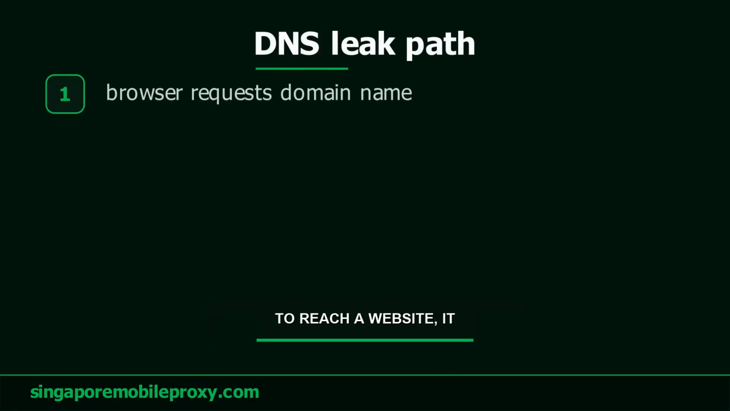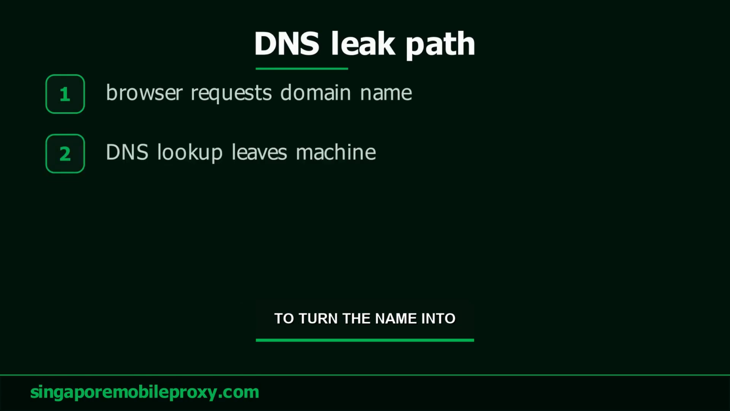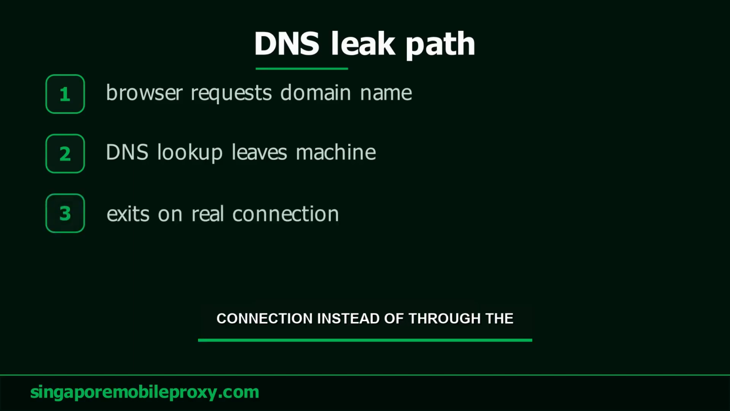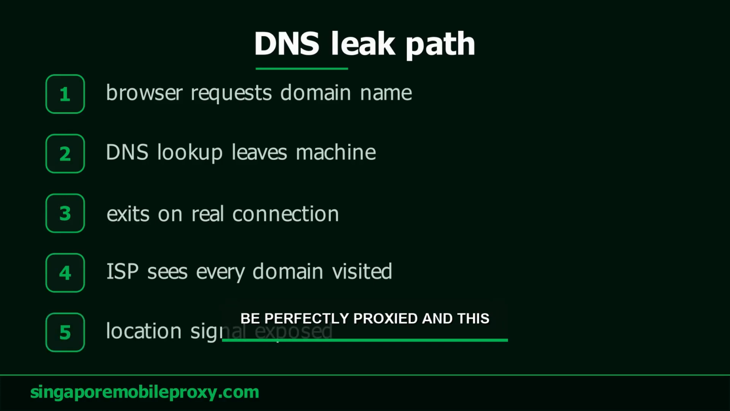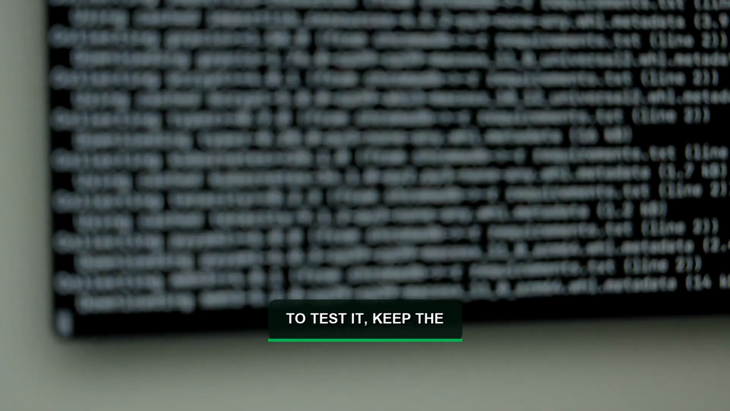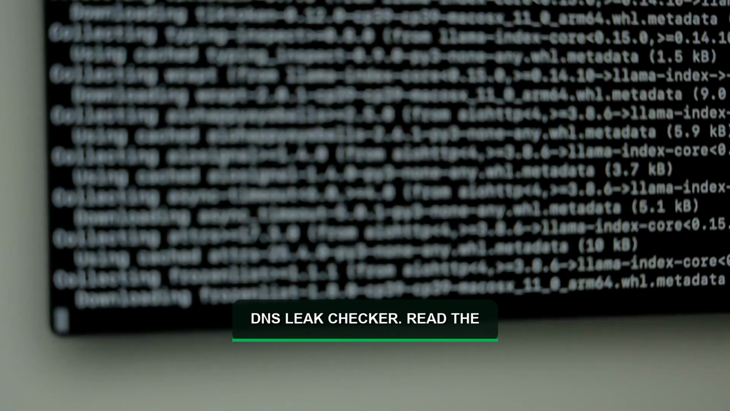When your computer wants to reach a website, it first asks a DNS resolver to turn the name into a number. If that question goes out on your real connection instead of through the proxy, you have just told your own ISP every site you are about to visit, and you have handed a strong location signal to anyone correlating it. Your traffic can be perfectly proxied, and this lookup still walks out the front door. To test it, keep the proxy on and load a DNS leak checker.